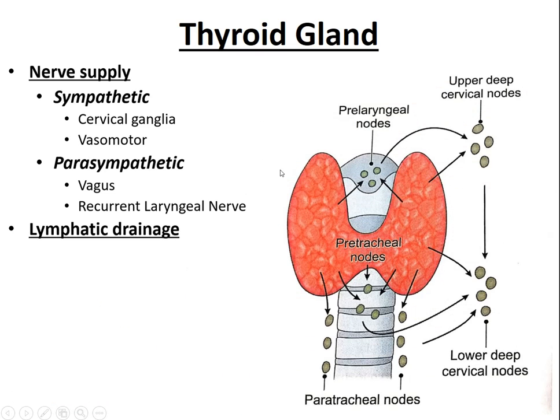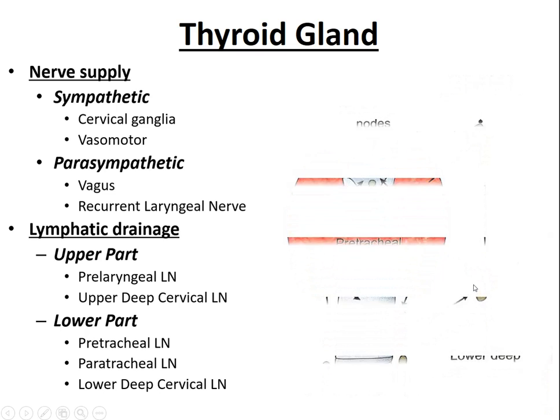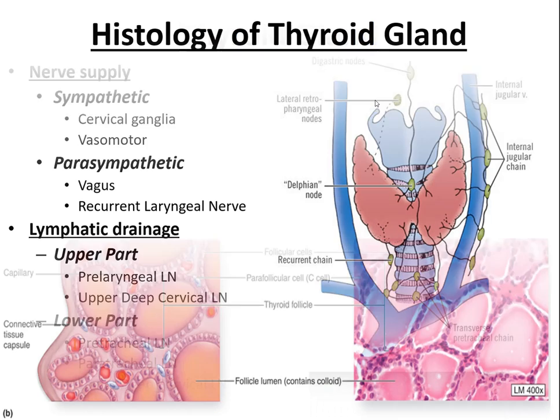The lymphatic drainage: the upper part drains to prelaryngeal and upper deep cervical nodes, while the lower part drains to pretracheal or paratracheal nodes, and ultimately to the lower deep cervical group of lymph nodes. Sometimes one prelaryngeal lymph node is found above the isthmus, and we can take a biopsy of that lymph node to screen whether the tumor of the thyroid has spread or not, and so it is known as Delphian's node.